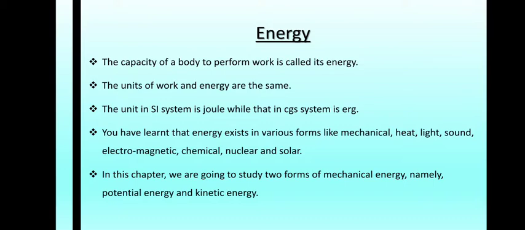Now we already know that energy exists in various forms like mechanical energy, heat energy, light energy, solar energy. In this particular chapter we are going to study two forms of mechanical energy, that is potential energy and kinetic energy, and we are also going to derive the equation on how to calculate potential energy and kinetic energy for a particular object. Followed, students? This is a very interesting topic.